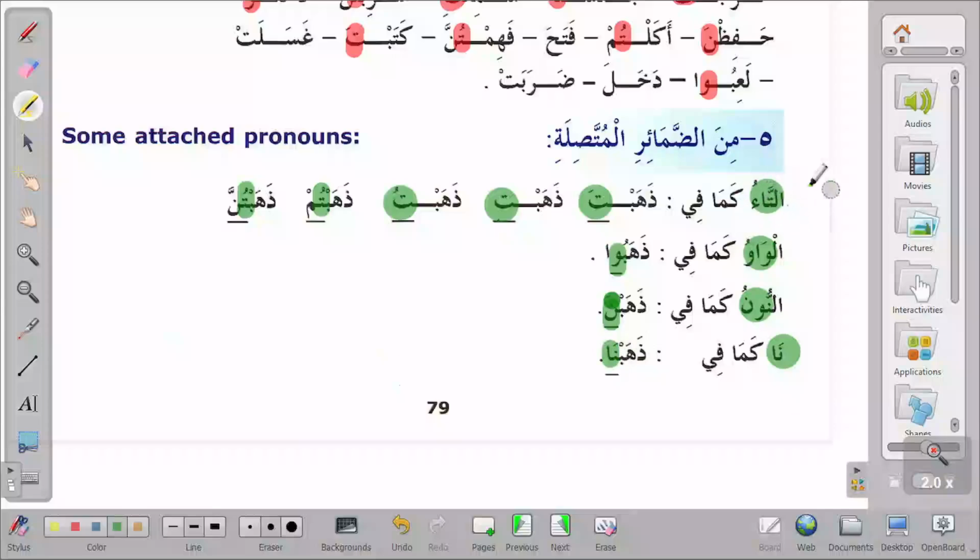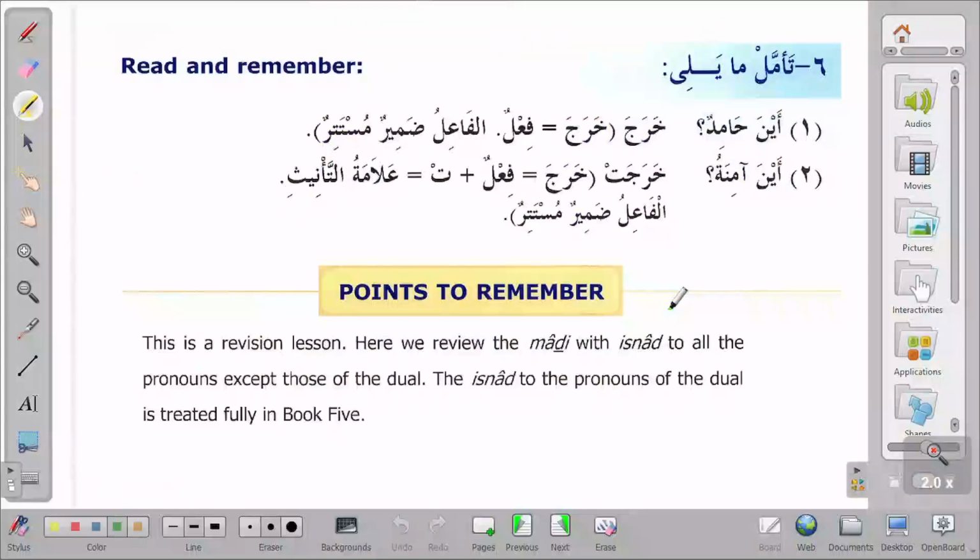Okay. So these are the pronouns that we can have. We can have ta in these cases, and these are the examples. Then we can also have waw, as you can see. Then we have noon, as you can see. Then we have the na, as you can see. So please, read and remember. I'm saying read and remember. Ta'ammal ma yali.